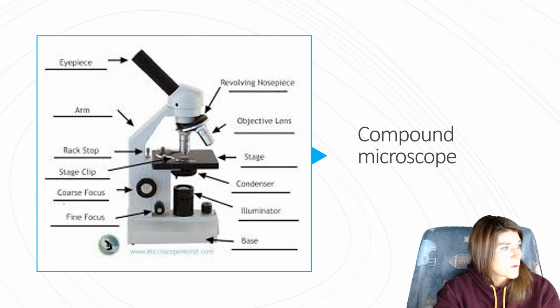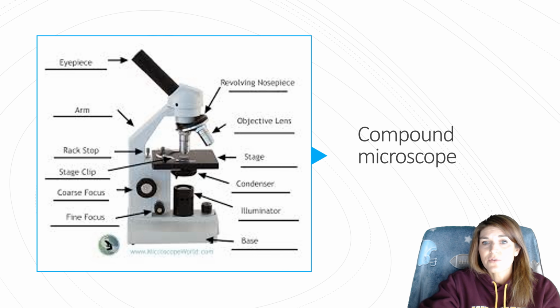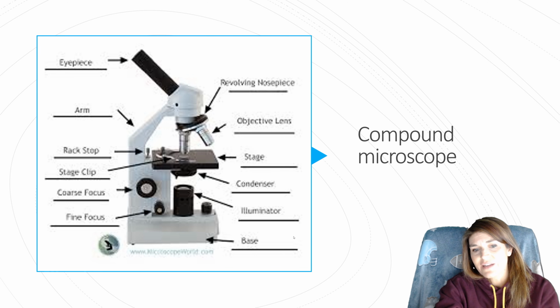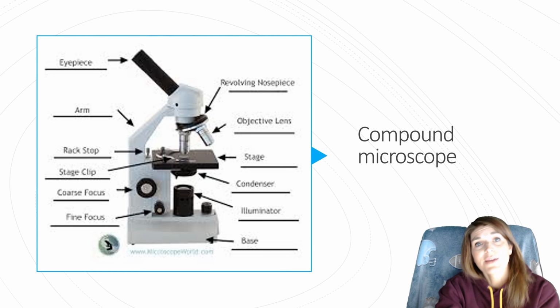You can see there's a coarse focus here, there's a fine focus here, which this is obviously not in any kind of focus. But then you've got lights, the illuminator, so you have a light behind it, and then you're looking through the eyepiece. So I'll have you watch a video on that so you can see how they explain it.